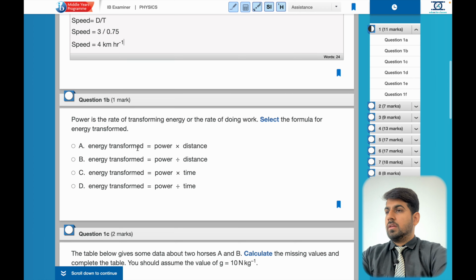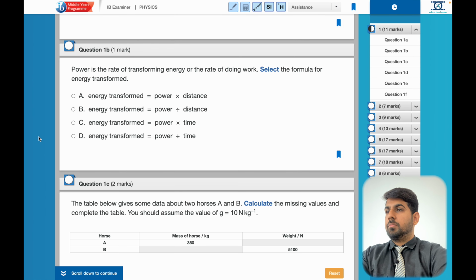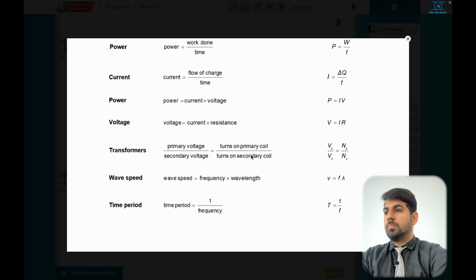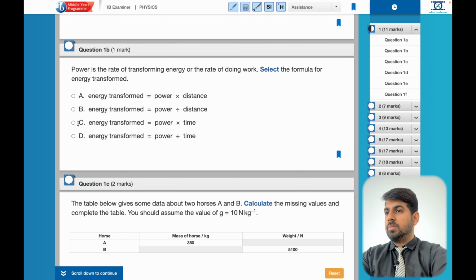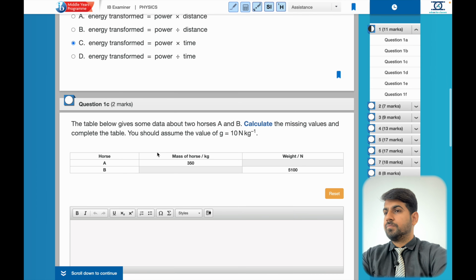Okay, now question 1b. Power is the rate of transforming energy or the rate of doing work. Select the formula for the energy transferred. You can use the data booklet if you want. Power is work done upon time, and work done is also equivalent to the energy. So energy will be power into time, right? So energy will be power times t. So option C will be the right answer.